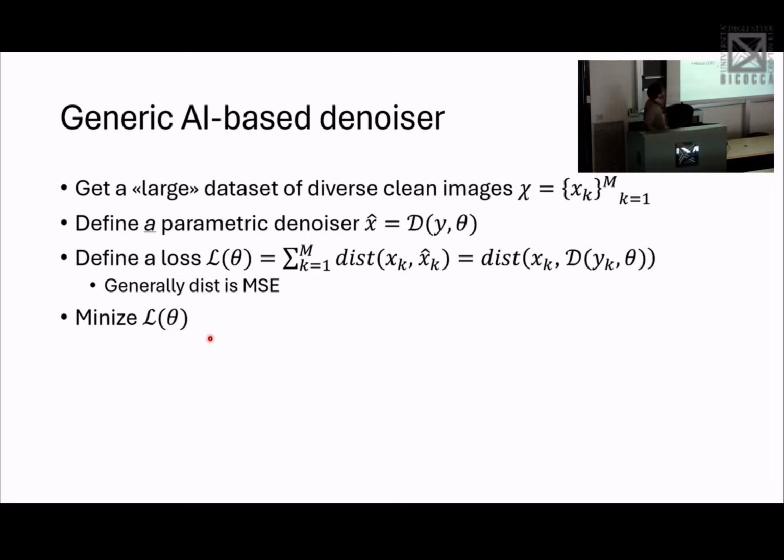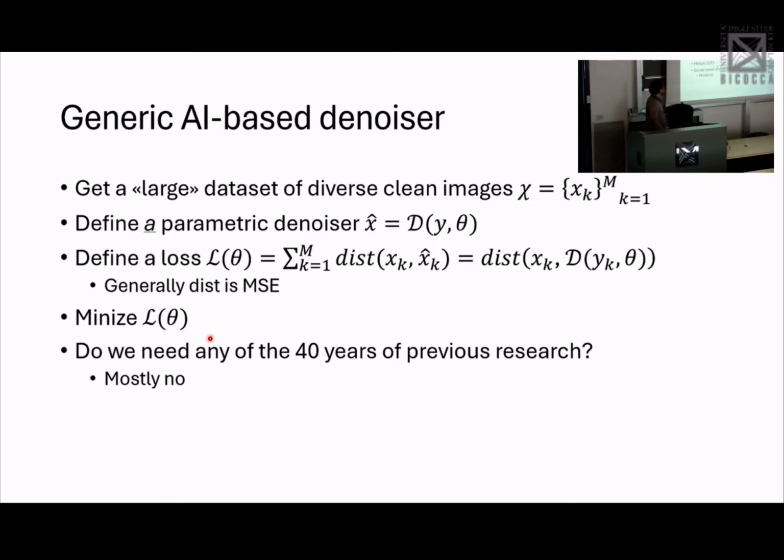Now, of course, the question that you can get is, do we need any of the theory of the previous 40 years of research? Mostly no, but some it's still good to know to interpret the results and to maintain, and especially the mathematical treatment in terms of probability theory is fundamental to understand how the denoiser works. But all the algorithms, the L1 norms and so on, just inform us conceptually, but sadly it's not really as useful anymore.